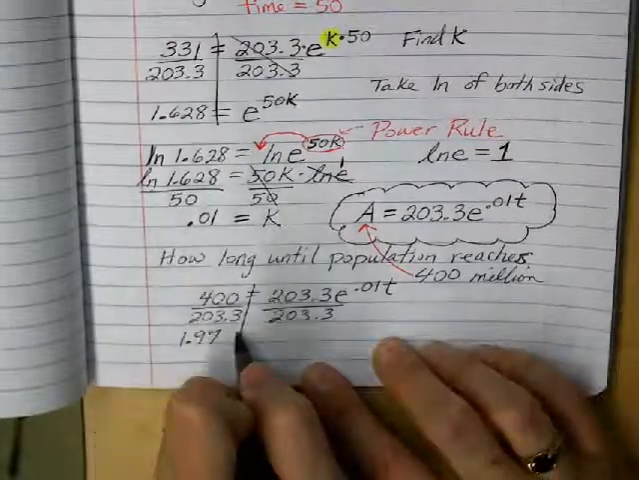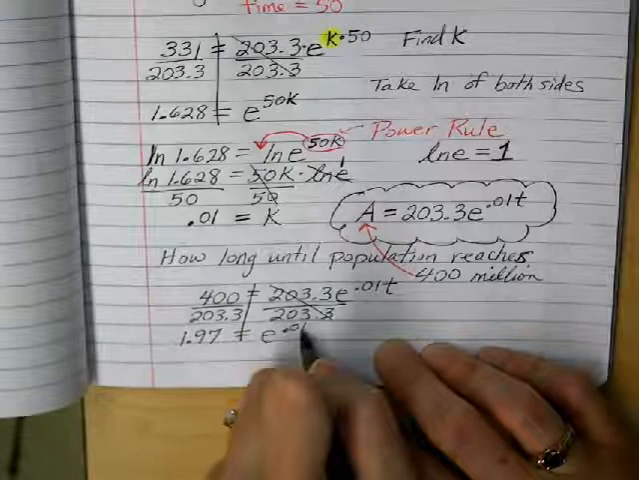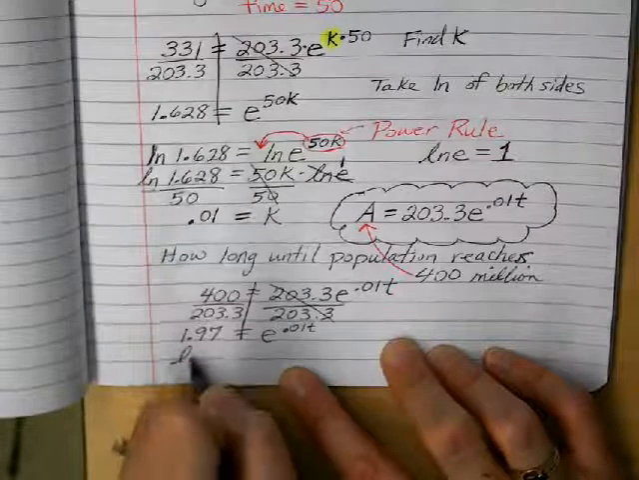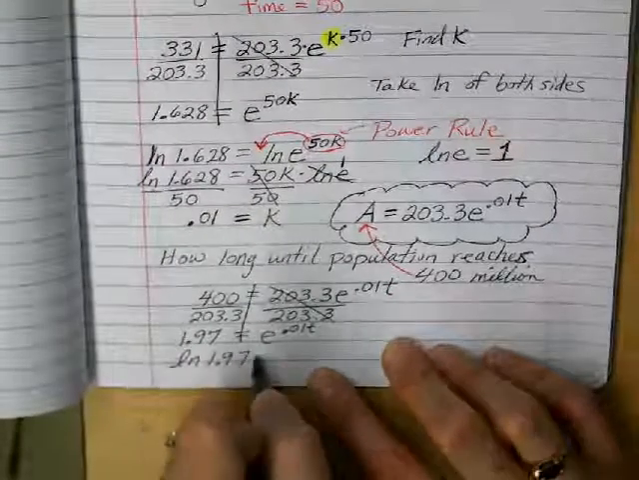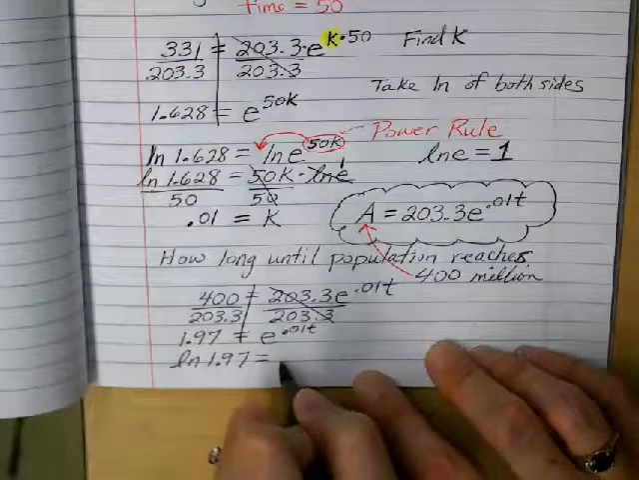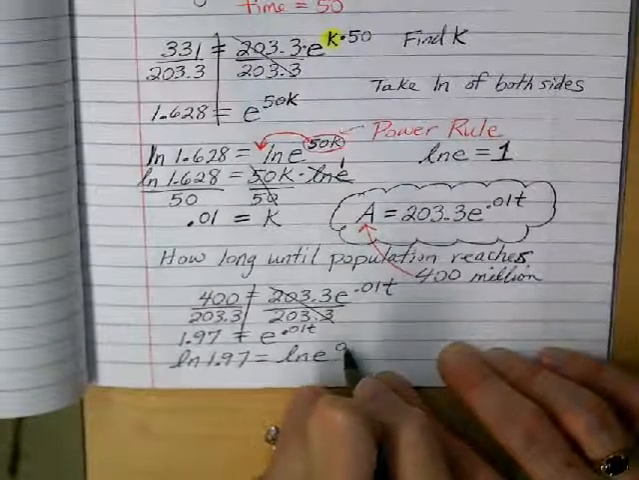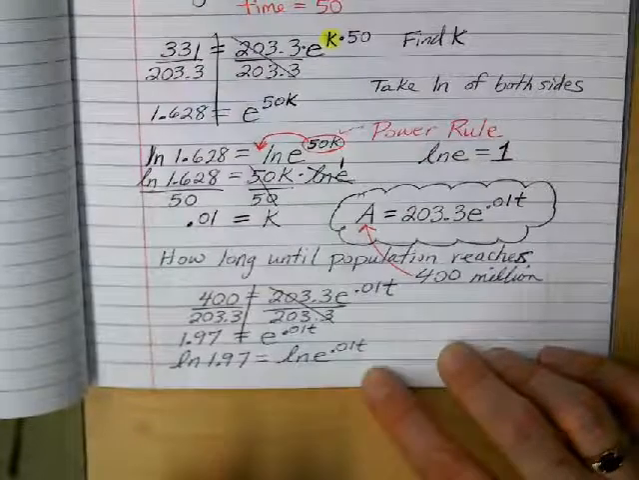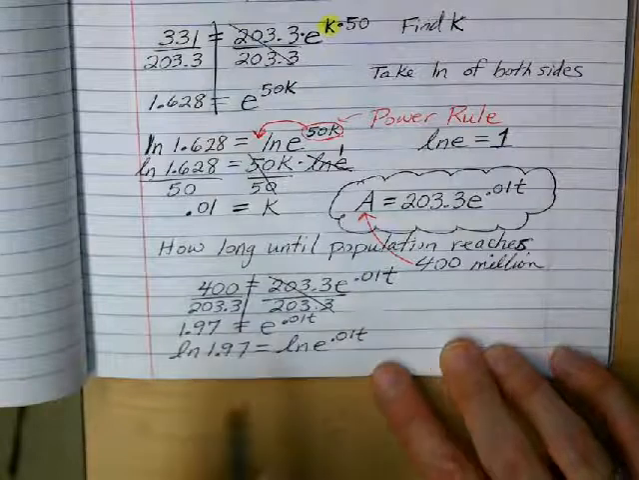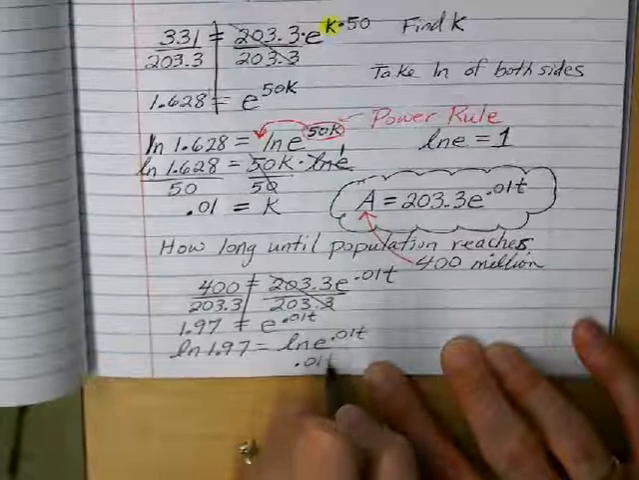Then you have e to the 0.01 times time. Then you take the natural log of both sides, and the natural log is just going to cancel out the e, because then you bring the power down, like I showed you a minute ago. So natural log will just cancel out the ln e, like up here. So then you'll just have to divide. It'll just be 0.01 t equals this, and then you'll have to divide by 0.01.